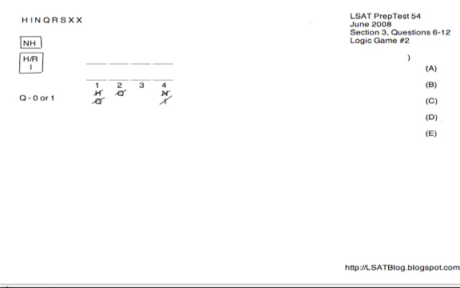Hey guys, this is test 54 game 2. This is the music CDs rating game. It is an ordering game because we're basically taking the CDs, H, I, N, Q, R, S, and placing them in order from 1 to 4 in terms of how many stars they get.